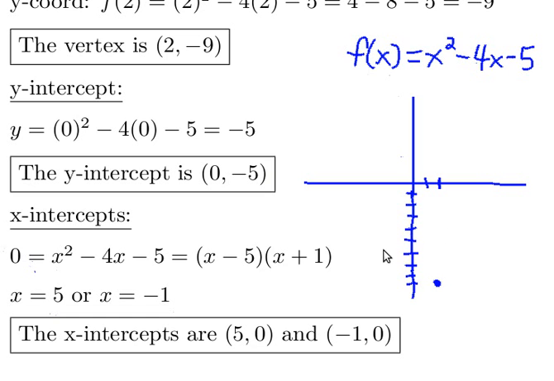If it helps, you can invest in some graph paper. That might make things just a little bit easier. So the vertex is at (2, negative 9). So this point here is, I'm going to erase this in a second, I'll go ahead and write it, (2, negative 9). So this is the vertex. Now, like I said, I'm going to go ahead and erase that.